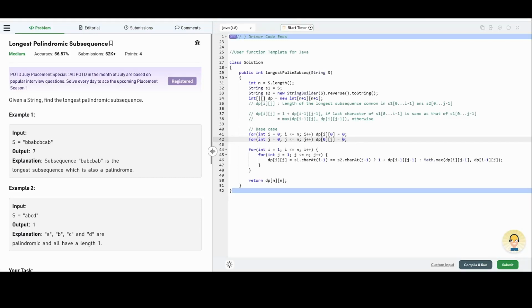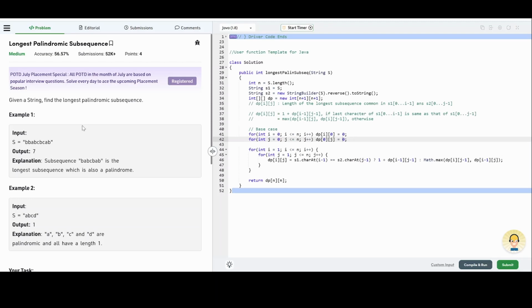Hey everyone, today we will solve this problem, longest palindromic subsequence. So basically you are given a string and you have to find the length of the longest palindromic subsequence. Let's understand the problem first.